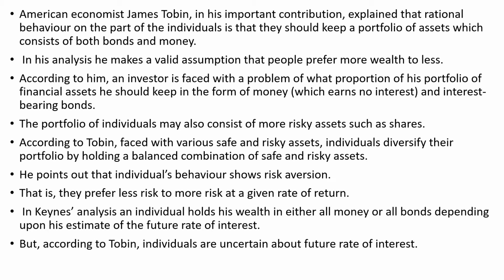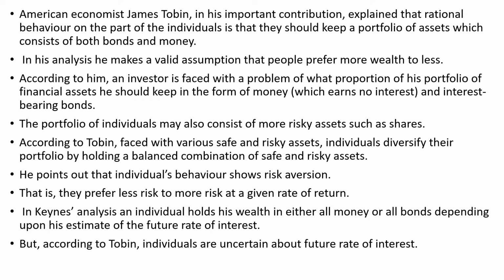As per James Tobin, individuals' behavior shows some risk aversion. They are afraid of risk and they try to maintain a balance between both risky assets as well as riskless assets. So they prefer less risk to more risk at a given rate of return because they don't want to make a loss in the future. In the analysis of Keynes, we have seen that an individual holds wealth either in the form of all money or all bonds, depending upon his estimate of the future rate of interest.